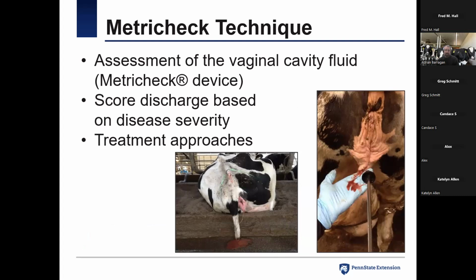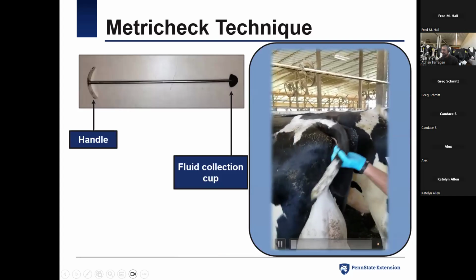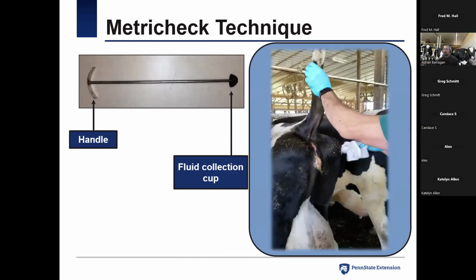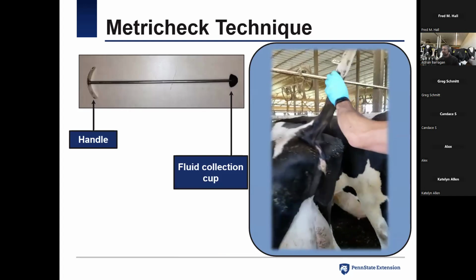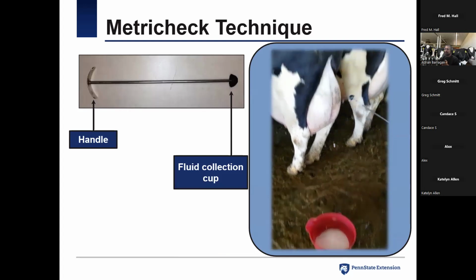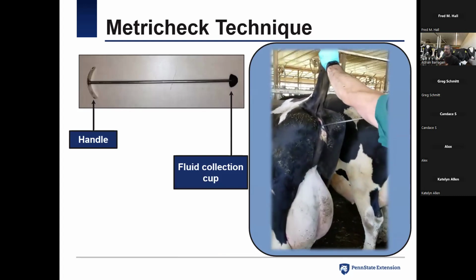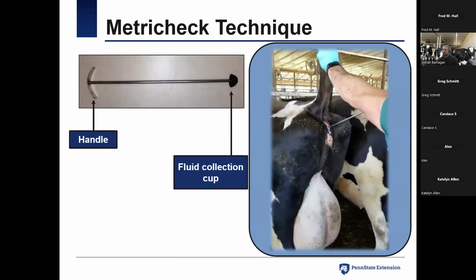It's a stainless steel rod with a rubber cup on one end and a handle on the other. I have a short video right here. You just clean the area with a paper towel, and you introduce that device at a 45-degree angle to avoid getting stuck in the urethral exit. And then you just go until you reach the cervix, or you feel some resistance, and then you do a few scoops and remove the fluid and assess that fluid.